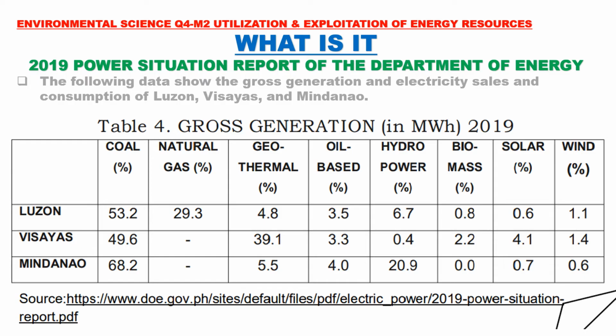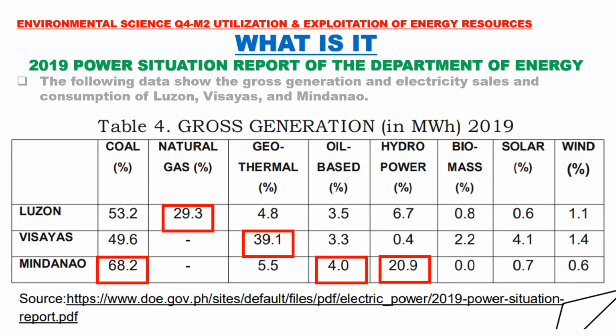For coal, Mindanao has the highest gross generation of coal with 68.2%. Luzon has the highest gross generation of natural gas with 29.3%. Visayas has the highest gross generation of geothermal with 39.1%. Mindanao has the highest gross generation of oil-based with 4.0%.